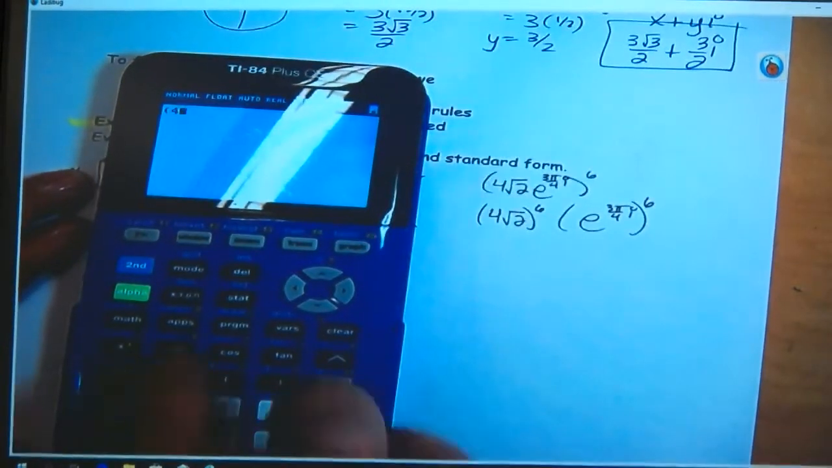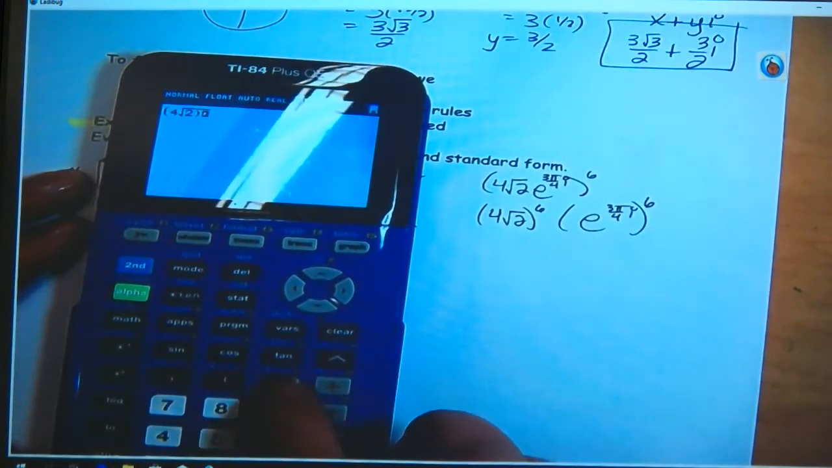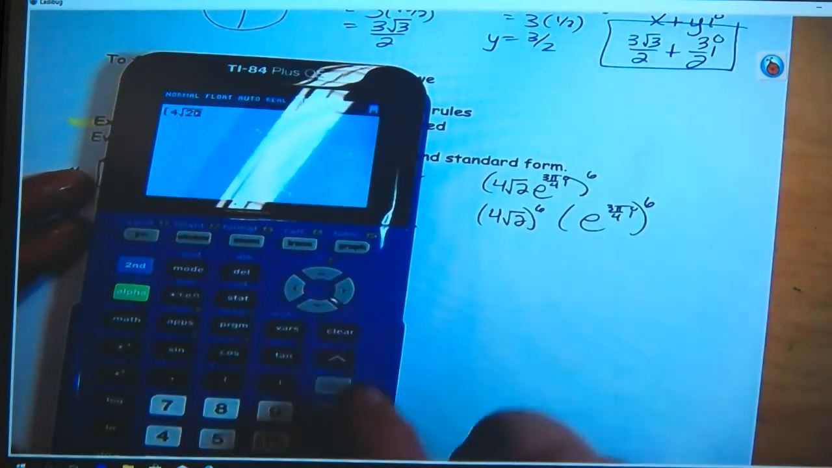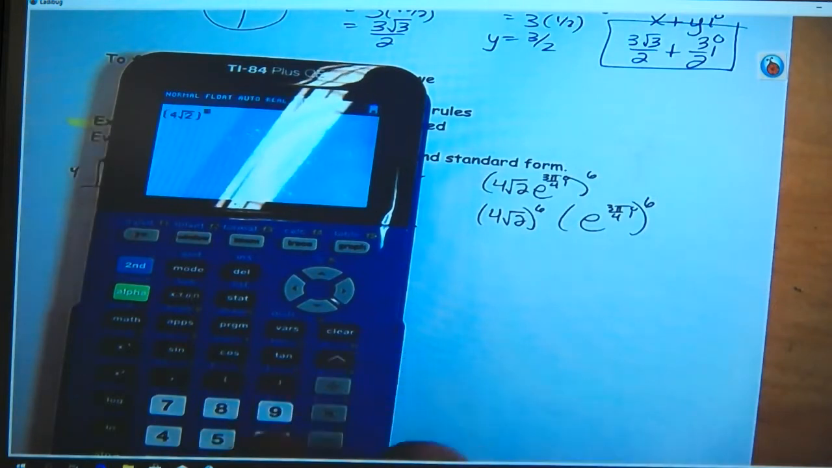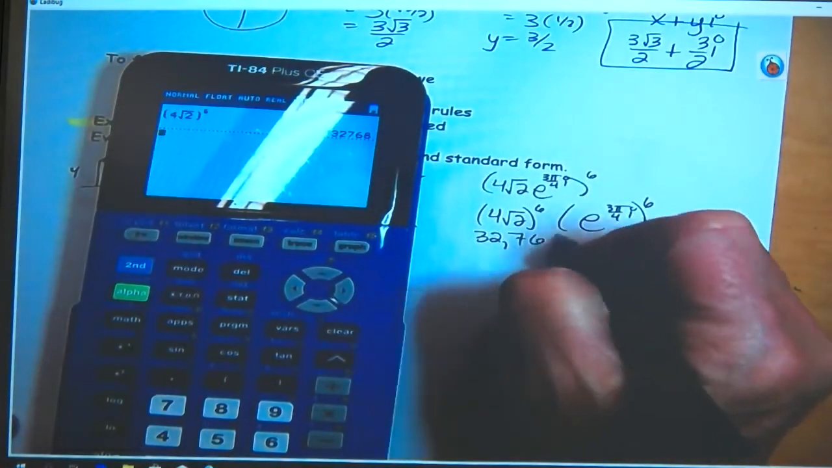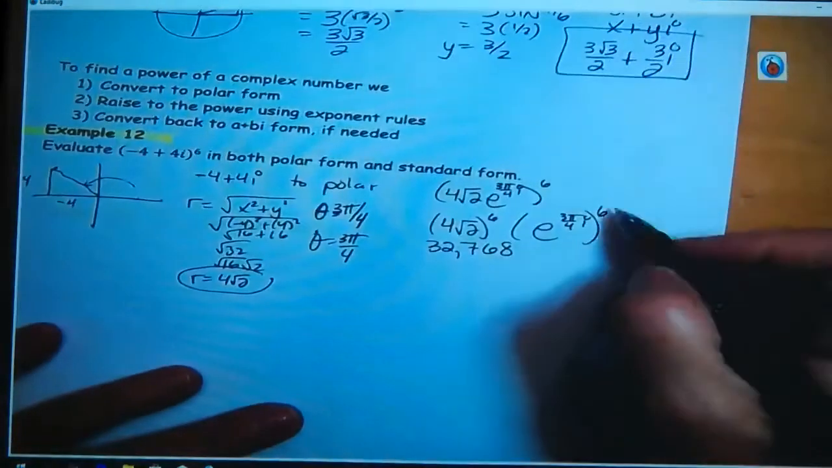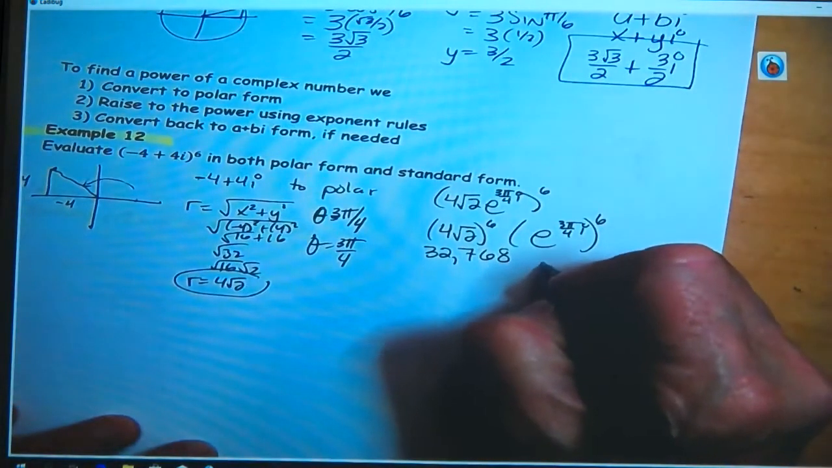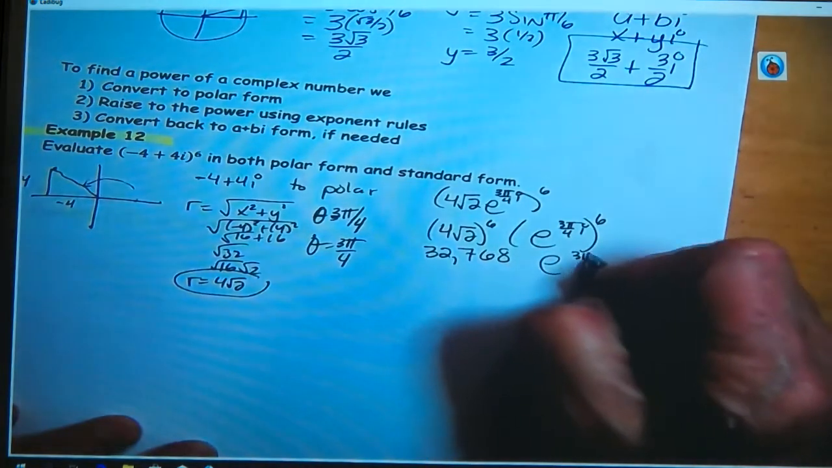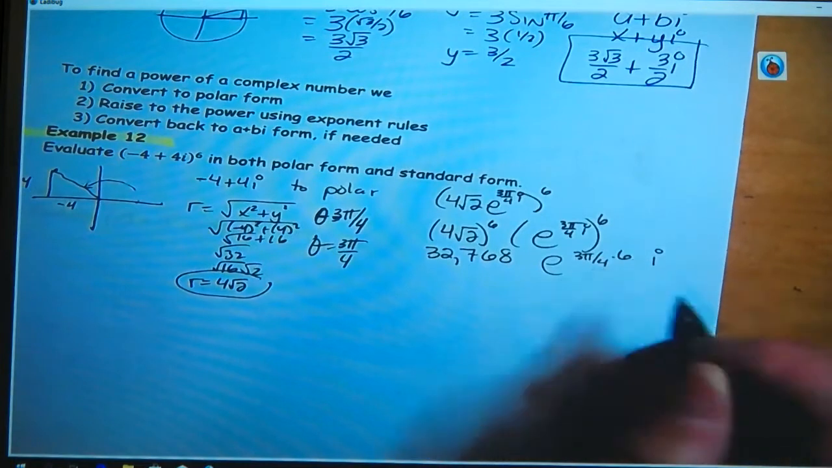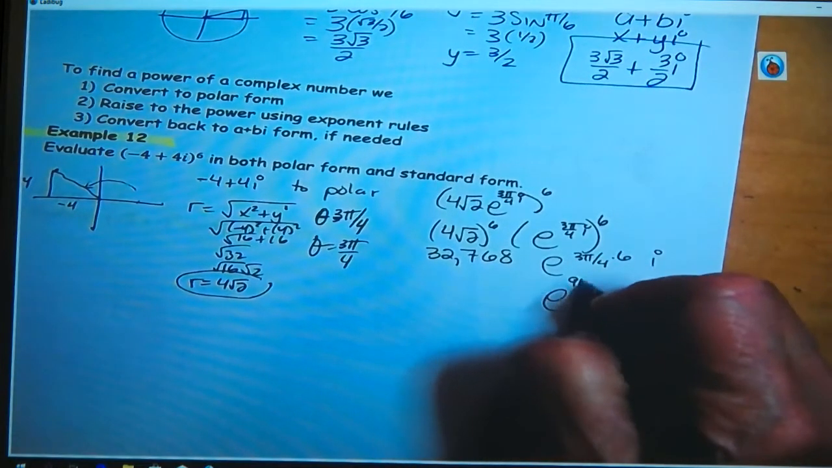parentheses 4 radical 2 parentheses to the sixth. Okay, so 4 radical 2 to the sixth. I got 32,768. And then if you remember our exponent rules, if there's a parenthesis, we multiply those. So that's going to be e to the 3 pi over 4 times 6. Okay, and that's 18 over 4, or 9 pi over 2.